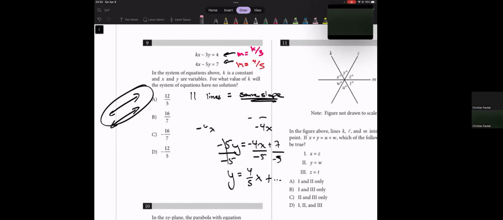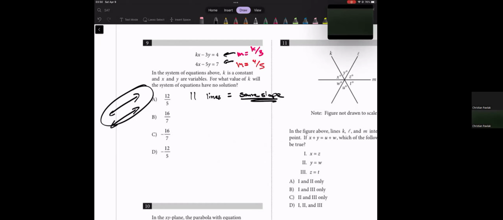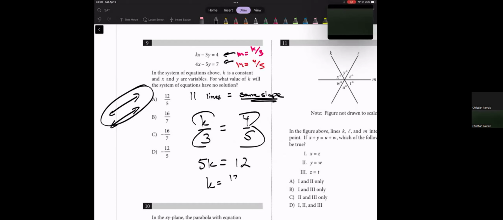So finally, where does all of that take me? Well, if these two lines never cross, they have to have the same slope. So therefore, the slope of one line equals the slope of the other line. And what you can do is cross multiply. So k times 5 is 5k. 3 times 4 is 12. Solve for k by dividing by 5.